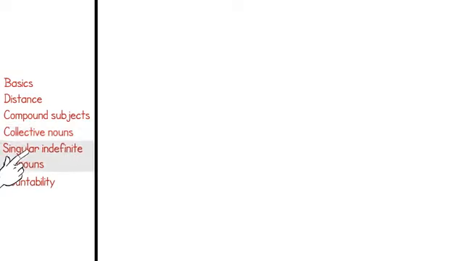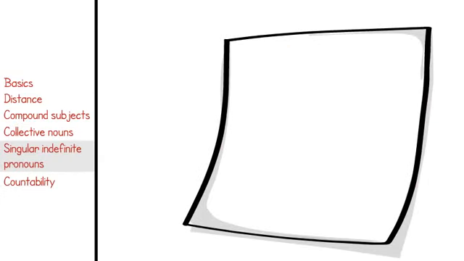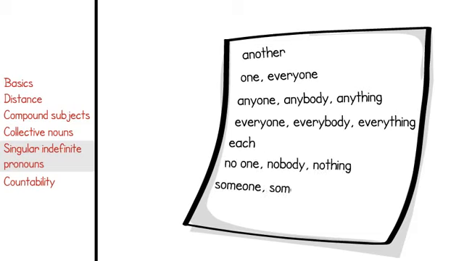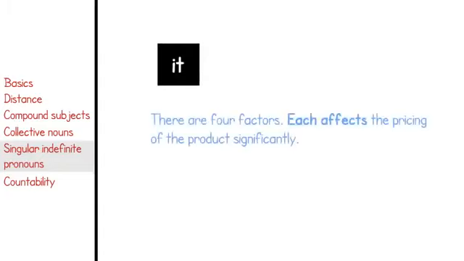Now let's turn our attention to singular indefinite pronouns. These include another, one, everyone, anyone, anybody, anything, everybody, everything, each, no one, nobody, nothing, someone, somebody, something, either and neither. Because these words refer to only one thing, the verb should take the third person singular form. In other words, it works like the pronoun it. There are 4 factors. Each affects the pricing of the product significantly.